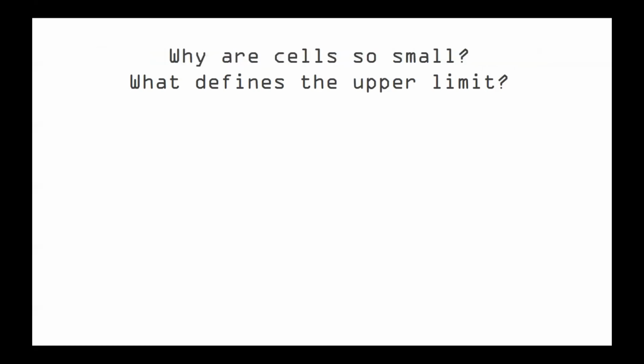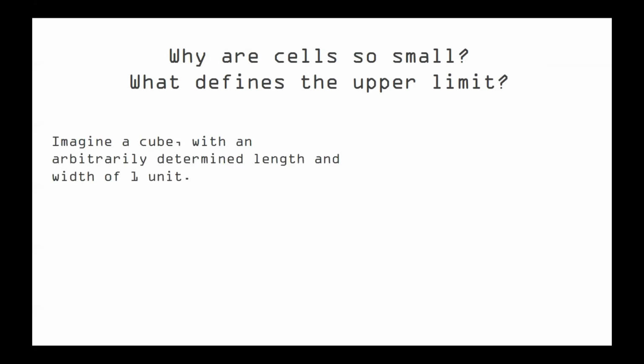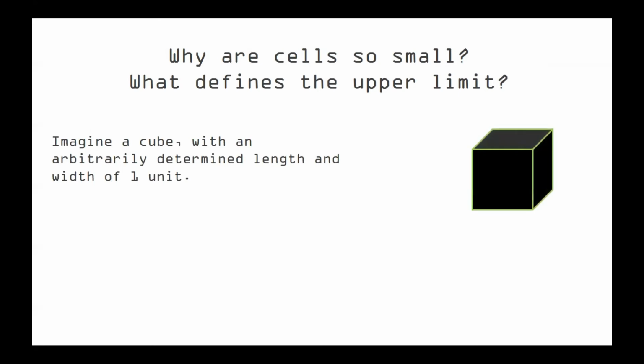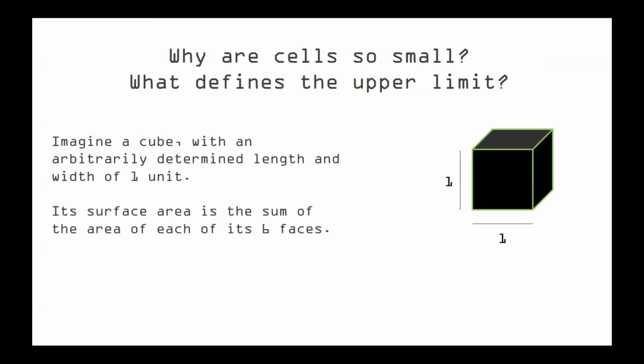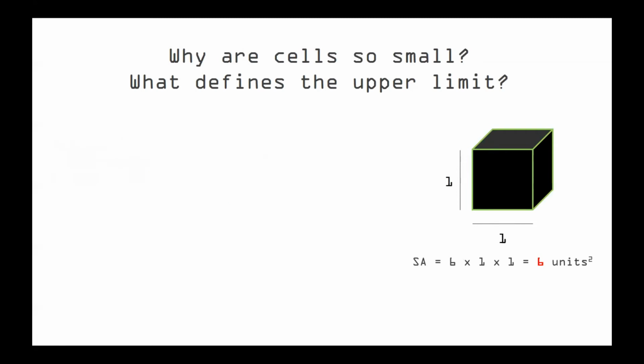Okay, so what about the upper limit? Why are most cells so tiny that we need a microscope to see them? In order to understand this, we can imagine a cube with an arbitrarily determined length and width of unit 1. Okay, so there's just one unit, arbitrary units. Its surface area is going to be the sum of the area of each of its 6 faces. So we've got our surface area, number of faces, equals 6 arbitrary units squared. Okay, so keep that in our minds here. I'll leave it listed.